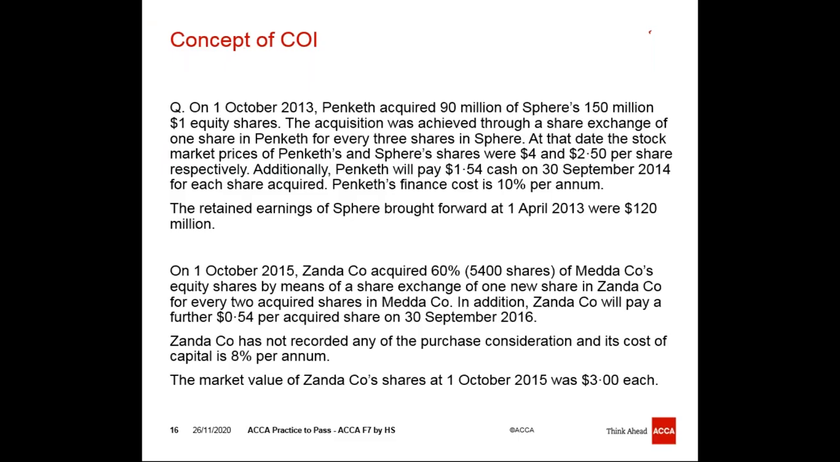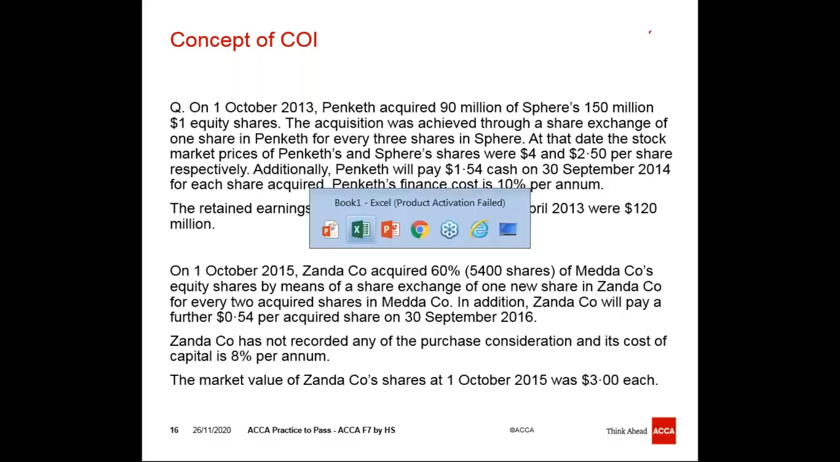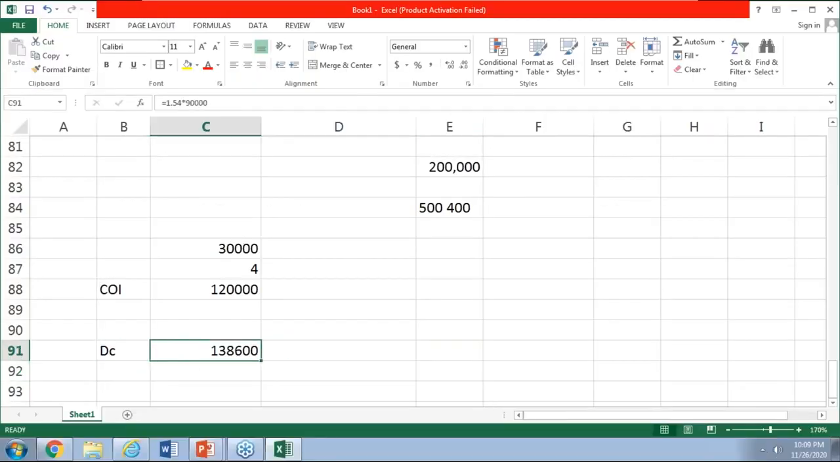There is a discount factor of 10%. The present value of this future value will be this amount into 0.909. So we are going to the end of the data. Okay, what should be the accounting entry for this?